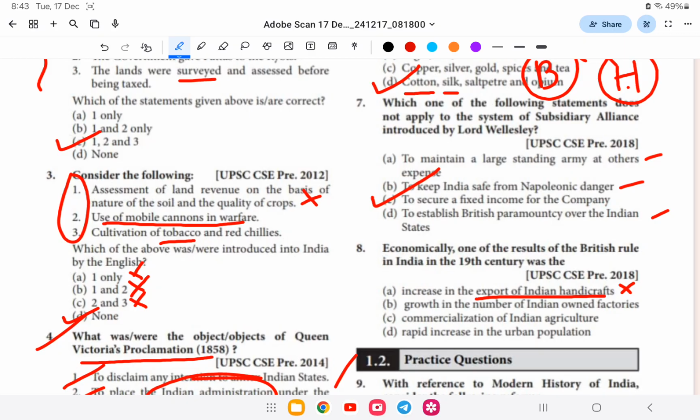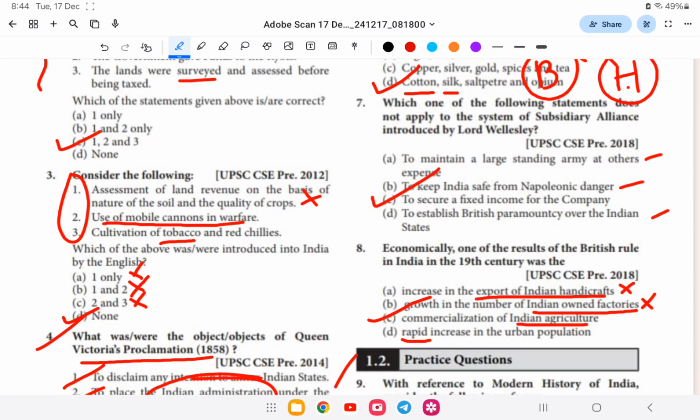Next B, growth in the number of Indian owned industries. Indians did not own many factories because they were very poor. The majority of the industries were under British taxation. So option number B is also wrong. Number C, commercialization of Indian agriculture. Commercialized means grown for sale in a bigger market rather than for consumption. The British forced Indians to grow crops like jute or indigo. So C is the correct answer.